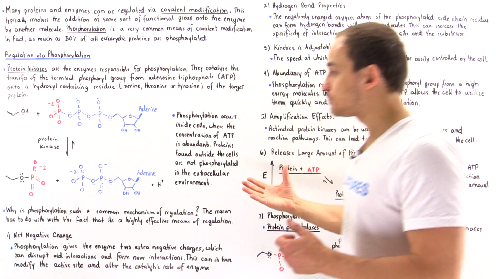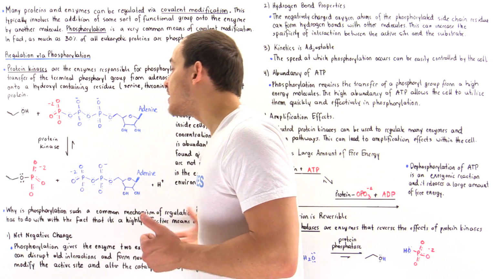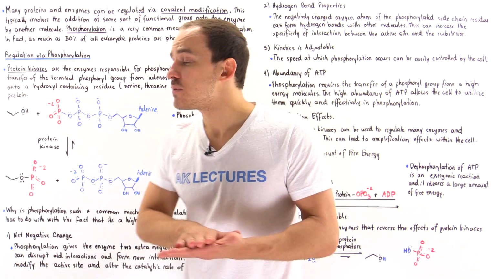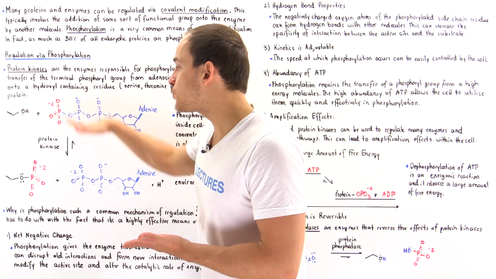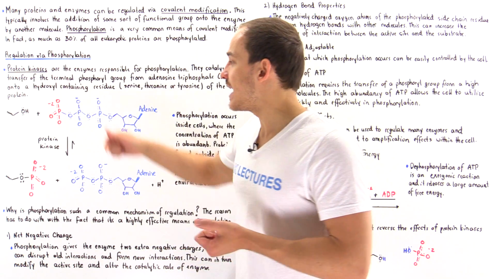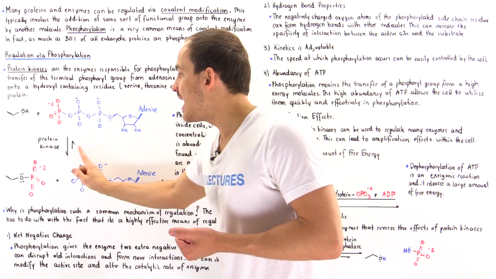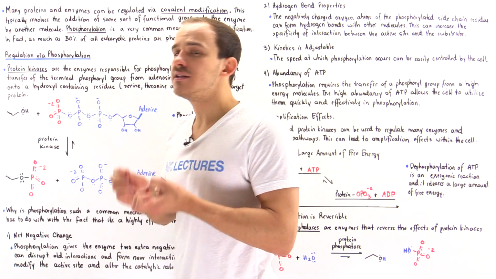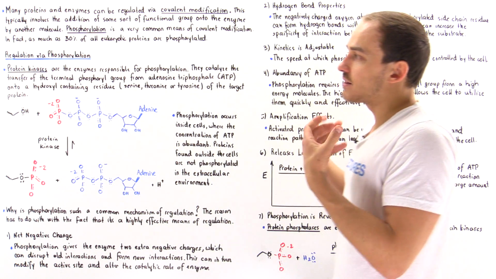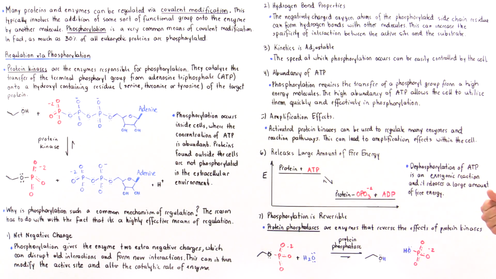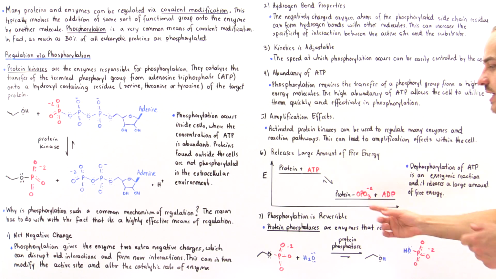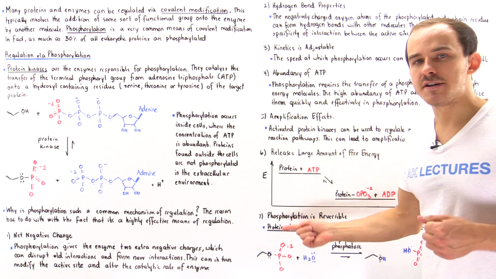In fact, because the products are so much more stable than the reactants, this reaction ultimately takes place in a single direction. So it takes place this way, and this reverse reaction doesn't actually take place, at least not at a very high rate. And that leads us directly into number 7.